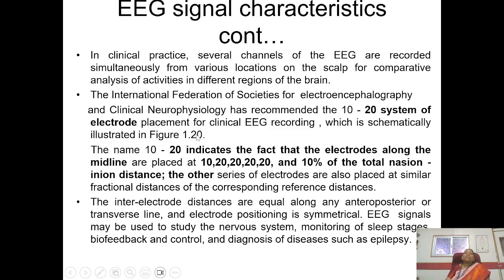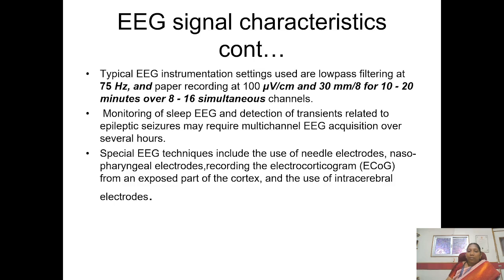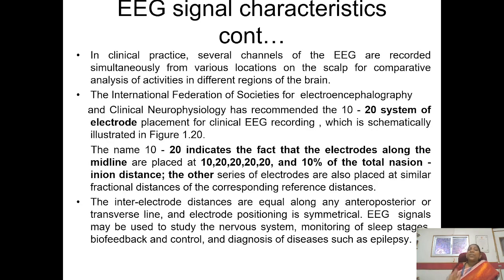And for the EEG signal, there is a standard from the International Federation of Societies for EEG and Clinical Neurophysiology, who recommended the 10-20 electrode system placement for clinical EEG recording. The name 10-20 electrode system comes from the distance between the different lobes, measured from nasion to inion, which is 10 to 20 percent. That's why the name is given like that.